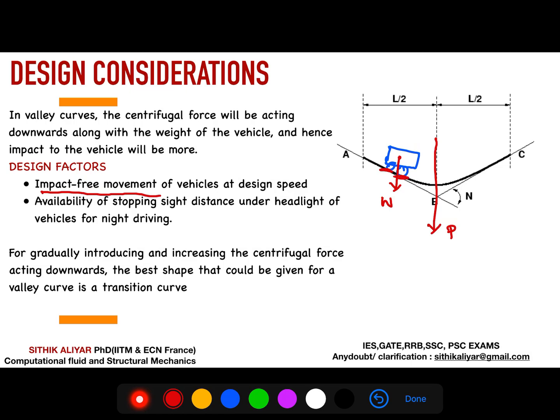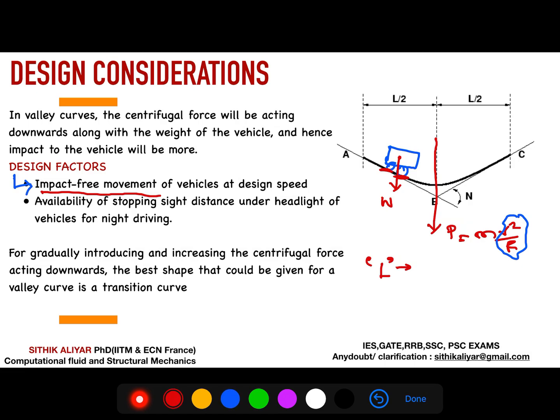So we should provide a length of the valley curve such that our rate of change of centrifugal acceleration, if you remember, mv square by r was the centrifugal force, right? That v square by r is the centrifugal acceleration. We should provide a length of the valley curve such that the driver will not feel any discomfort. So this is one of the prime factors in deciding the valley curve.